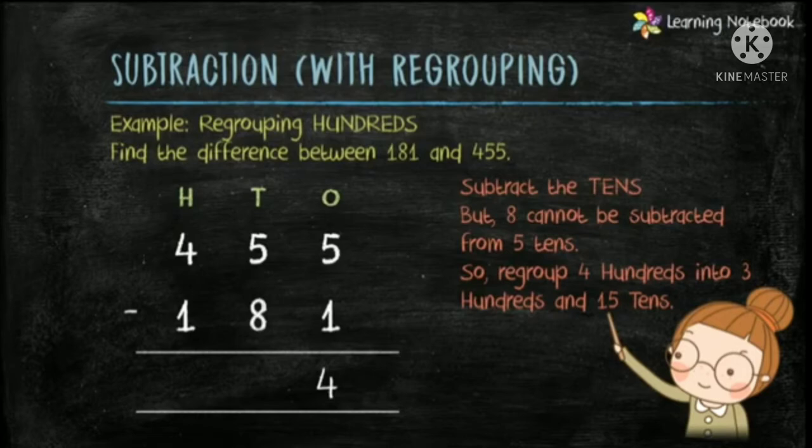Since 5 is weaker than 8, it takes the help of its neighbor, which is 4 at hundreds place. 4 is a good and kind-hearted neighbor. It gives one of its power to 5.